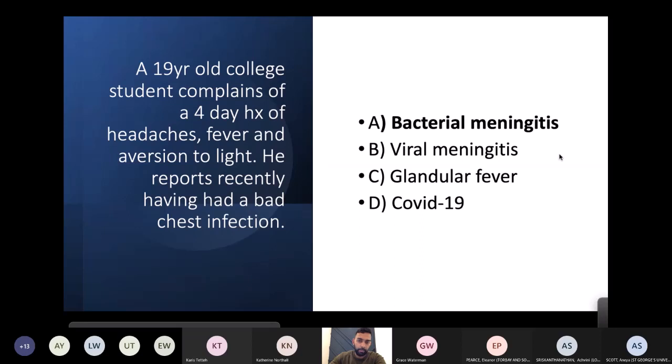So I think I've actually put bacterial meningitis, but I'm thinking more of the streptococcus pneumonia as opposed to say Neisseria meningitidis. But again, it's something you would probably do a gram stain on. And again, if the question says they're a fully vaccinated 19-year-old student who comes in and they've had a bad chest infection, okay, you would probably lean towards Streptococcus even more so.